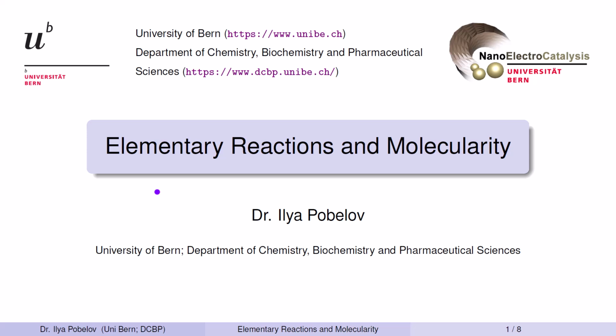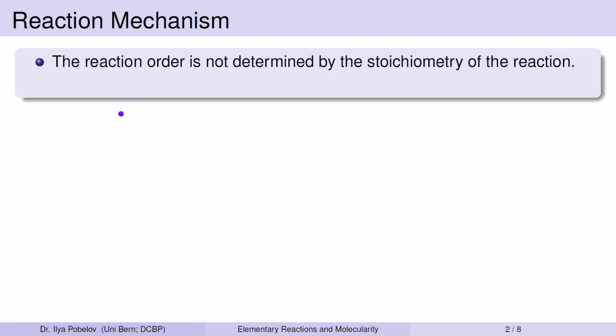In this module, we will discuss the concepts of elementary reactions and molecularity and the difference between molecularity and reaction order. As we have established previously, the reaction order is not determined by the stoichiometry of the reaction. It is crucial to make a clear distinction between a reaction's stoichiometric representation, which is depicted as a balanced chemical equation, and its kinetic characteristics.